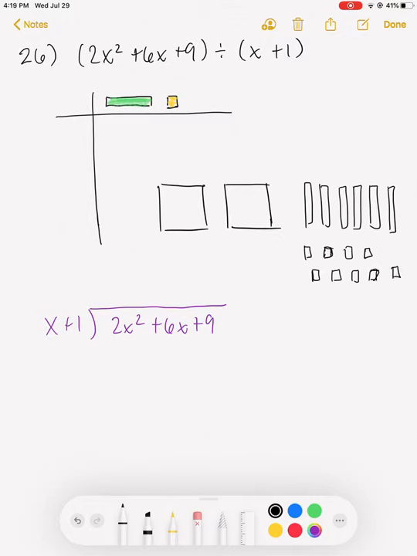Okay. And then the x squareds are going to be blue. The x's are green, all positive in this problem, it looks like. And our little units, the ones, are going to be all yellow.